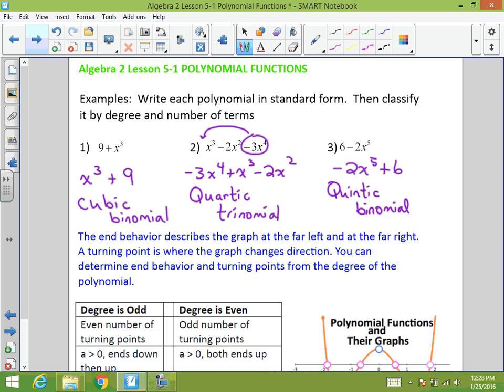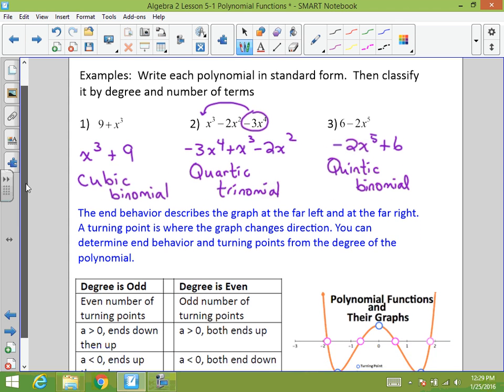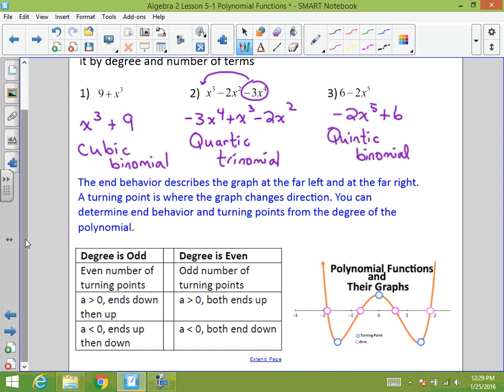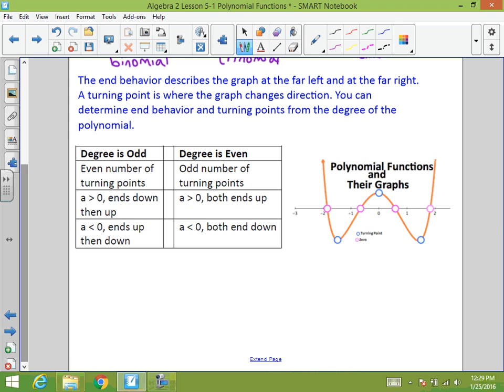And you have to learn these terms because they are very important, and you'll use them throughout the rest of this year in Algebra 2 and in other math classes as well. Now the end behavior describes the graph at the far left and the far right. A turning point is where the graph changes directions. You can determine end behavior and turning points from the degree of a polynomial.